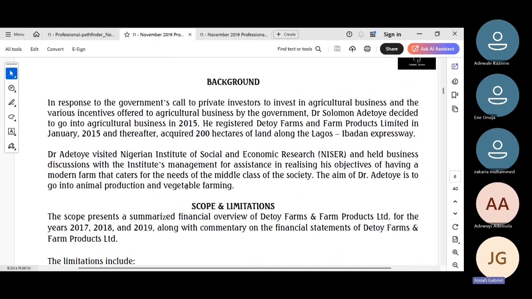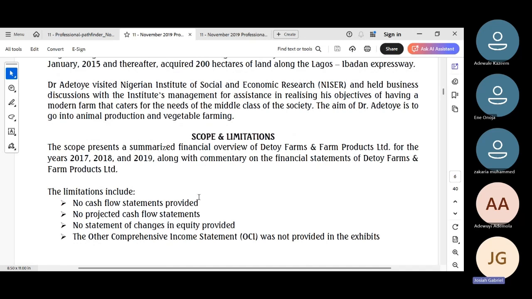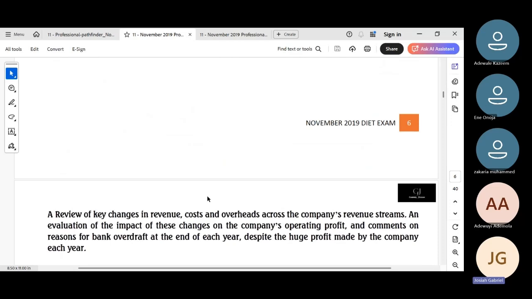A lot of people don't do it, but then you don't know when 4 marks will help you. So the background and the scope and limitation speaks to the limit you have in your review. What are the challenges? So we are not given cash flow statements, no projected cash flow, no statement of changes in equity, no other comprehensive income. And we're just given 3 years. So we don't know what happened in other years when the company started and all that. So that has a limit on our review and our analysis. So that's 4 marks, and you do that after the exam.